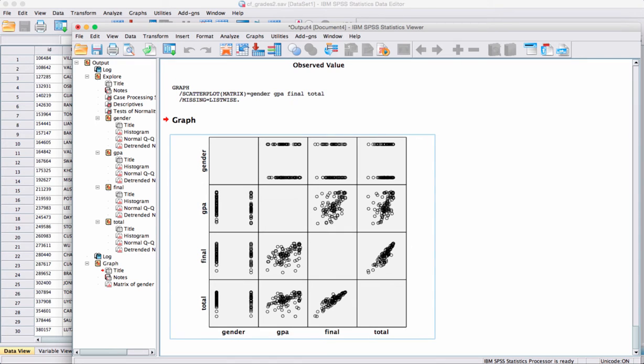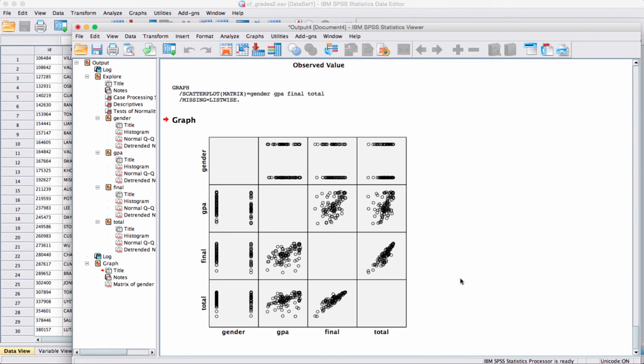If we look at final and total, that's a very tight linear relationship. In other words, the higher your final score, the higher your total score. And then if we look at GPA and total, it's less related, still somewhat of a linear pattern, but not as remarkable as GPA and final and final and total.